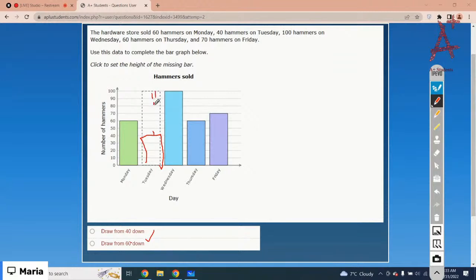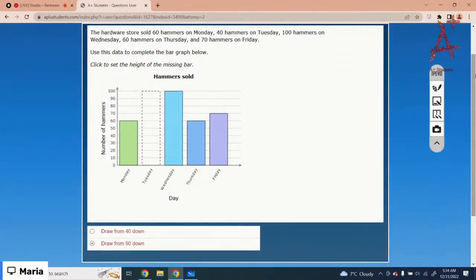10, 20, 30, 40, 50, 60. You move six lines down, so it would be 60 down. So the second option is the correct one, because you have to set the height of the missing bar. So it would be draw from 60 down.